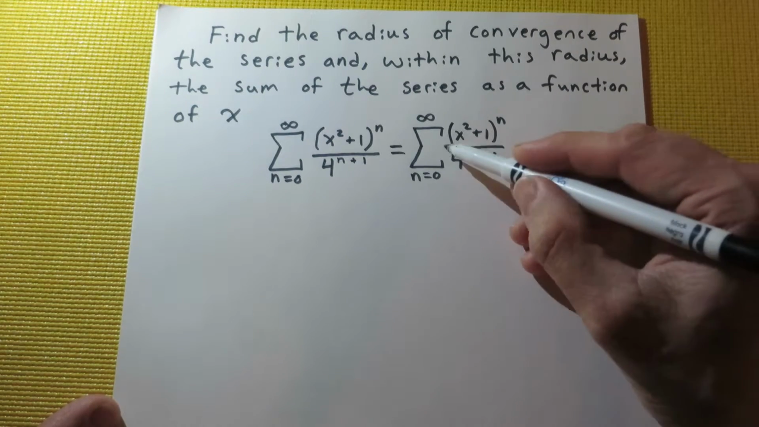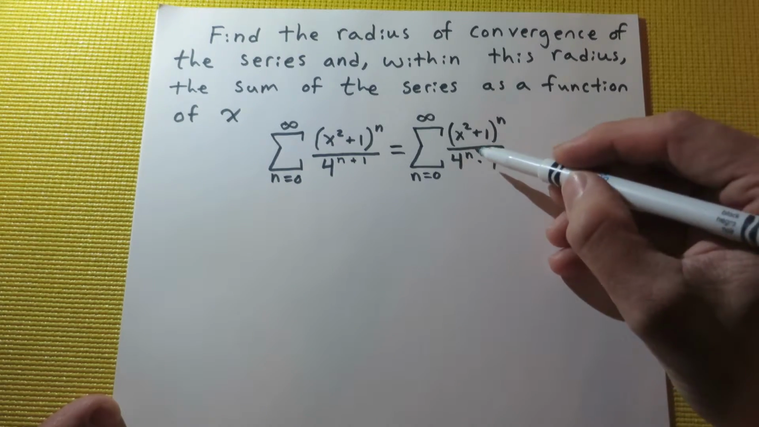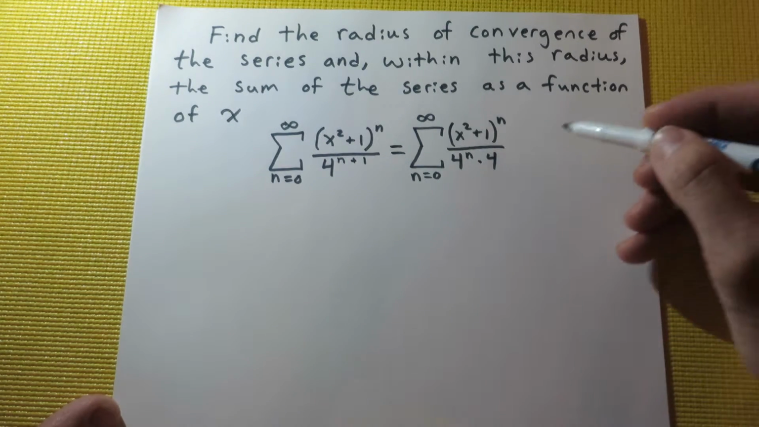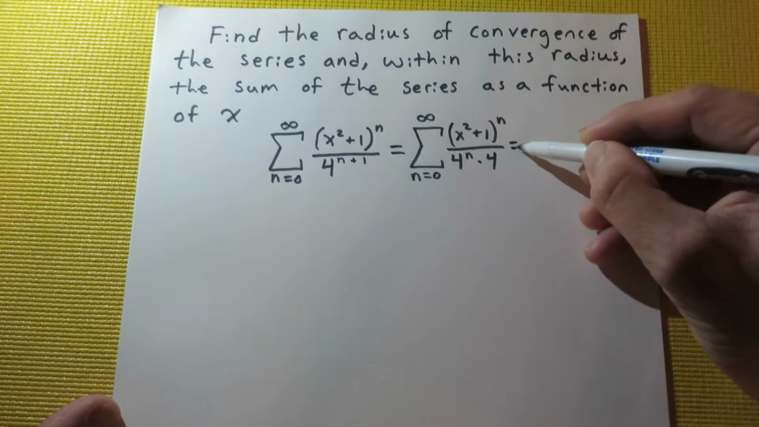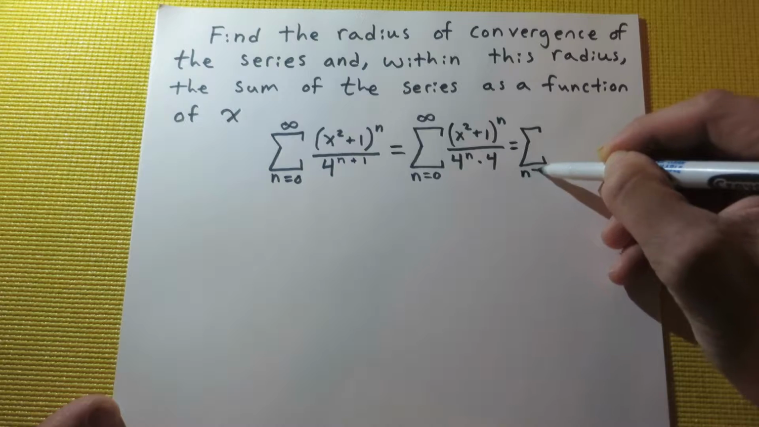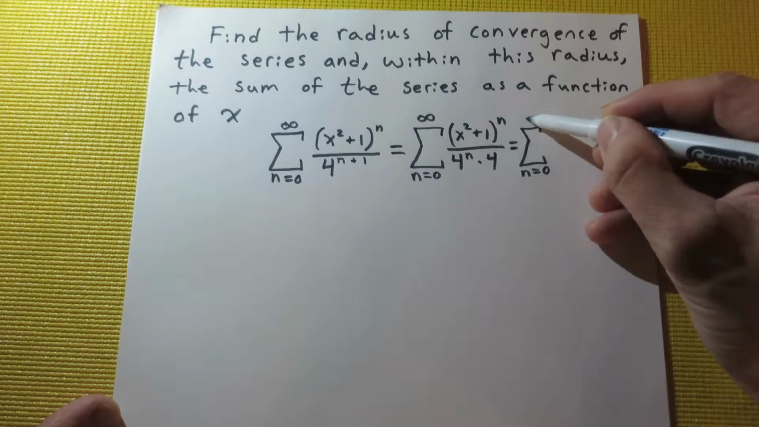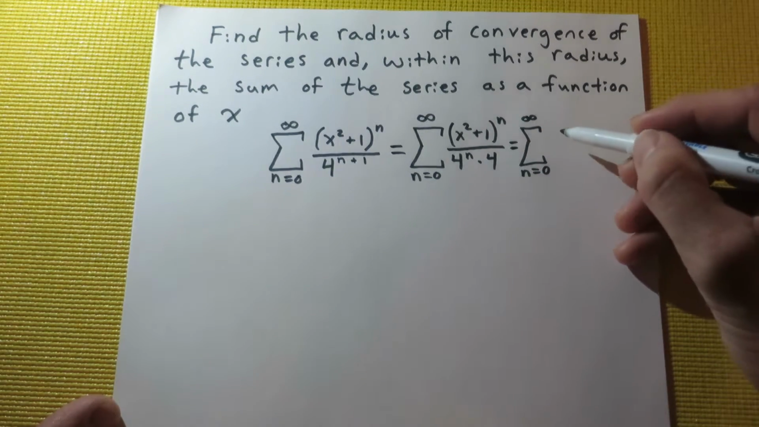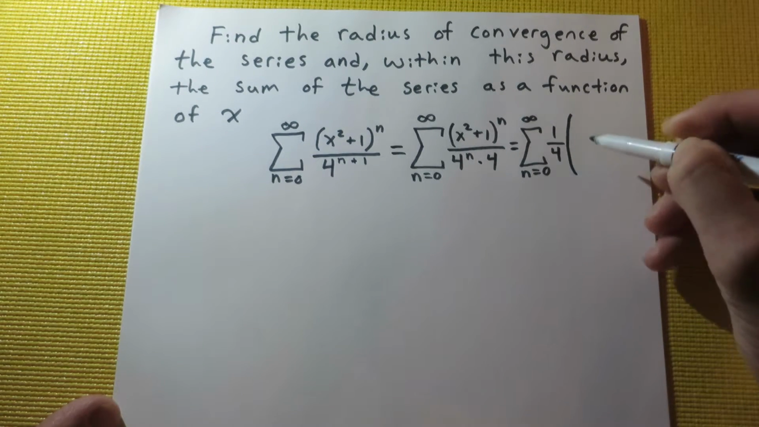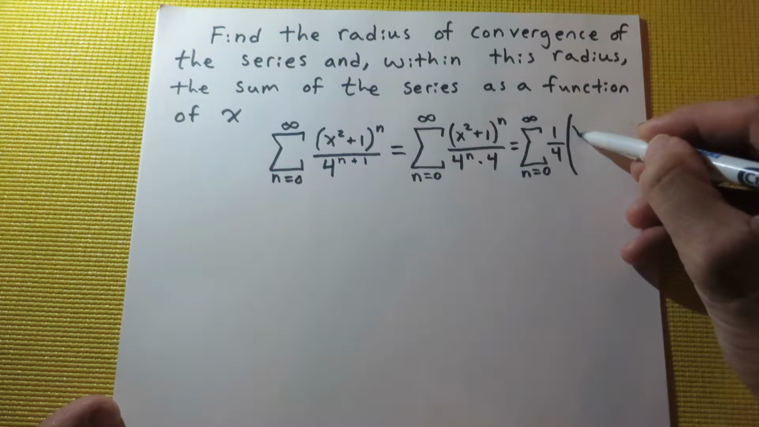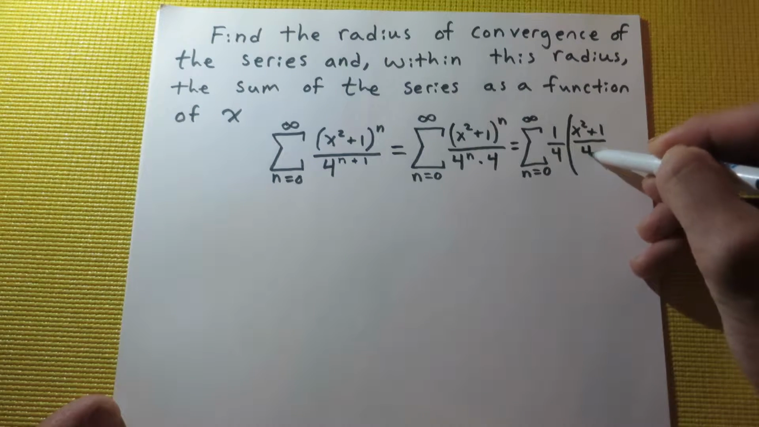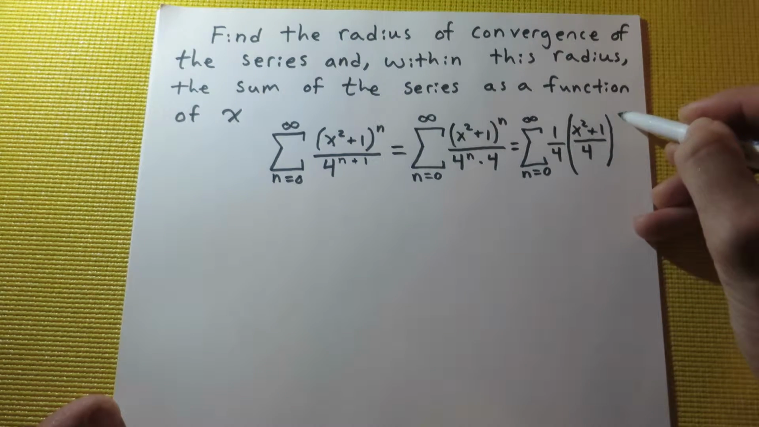Then we can pull out a 1 over 4, and put everything that is to the nth power under the same brackets. So this is going to equal our sum from n equals 0 to infinity of 1 over 4 times (x squared plus 1 over 4), all of that to the nth power.